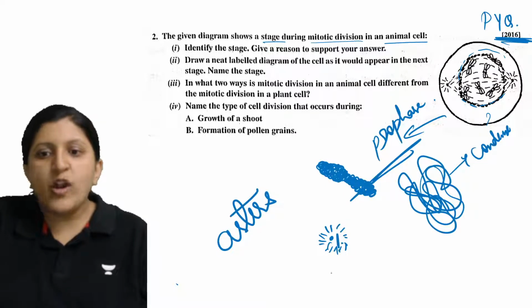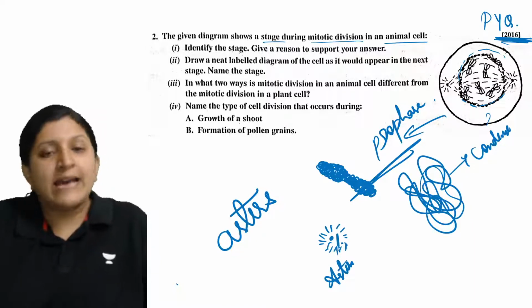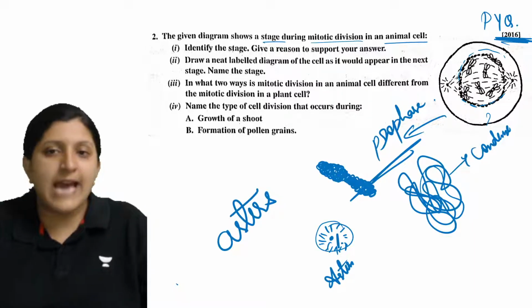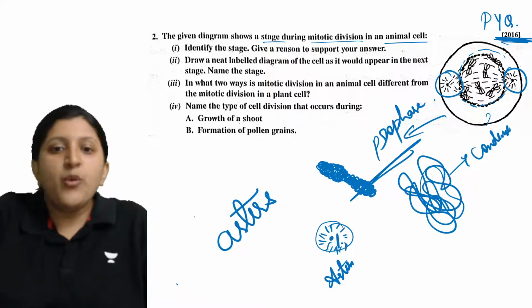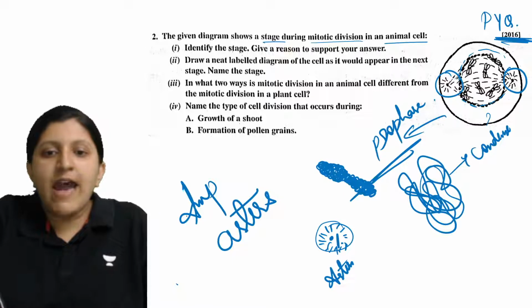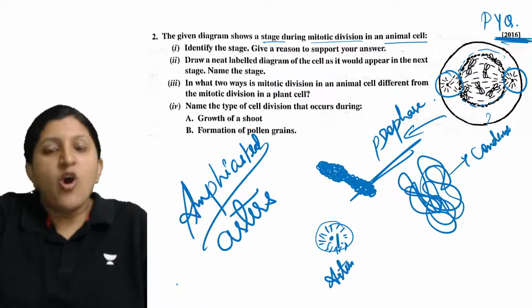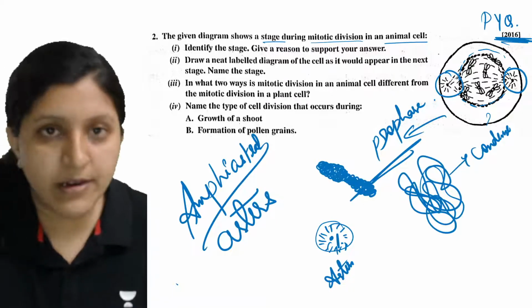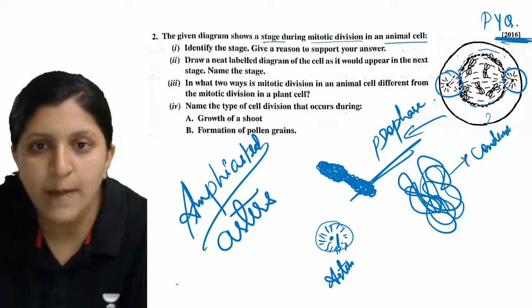So this is called an aster. Along with the centriole, the aster rays are there, so this whole thing is the aster. You can see two asters here, which is basically the amphiastral condition. So amphiasters are formed here in the prophase, and they have started to move towards the opposite poles.